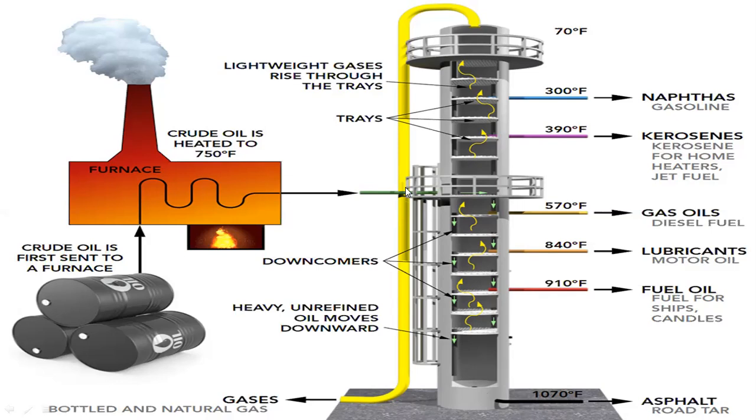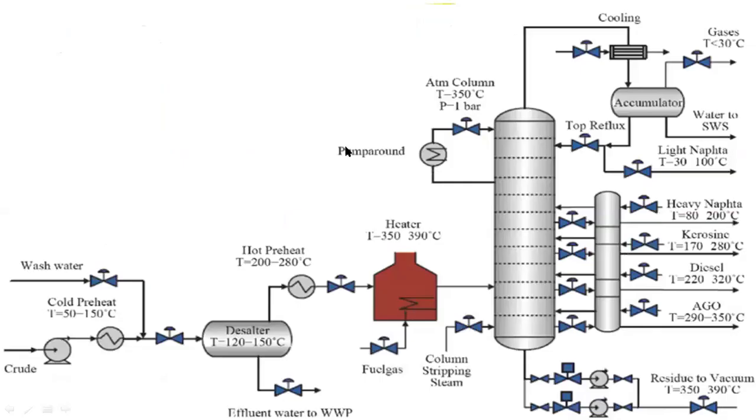So if you see the structure, you have lightweight gases rising through the trays, which are the yellow lines. And then the light green lines are the downcomers, where liquid is coming down. The heavy unrefined oil moves downward and gets collected at the bottom. You will see the different trays at different stages, which are maintained at different temperatures, and then they get collected here and condensed to get the different kinds of oils.